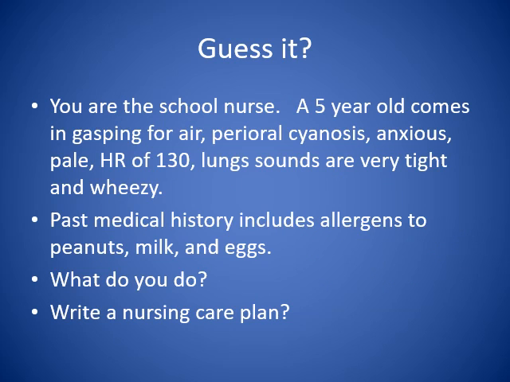So let's get it. You're the school nurse. You have a 5-year-old coming in gasping for air, has perioral cyanosis, anxious, pale, heart rate of 130, lung sounds are very tight and wheezy. Past medical history includes allergies to peanuts, milk, and eggs. What do you do? And write a nursing care plan. Pause me, put some points down, and turn me back on.